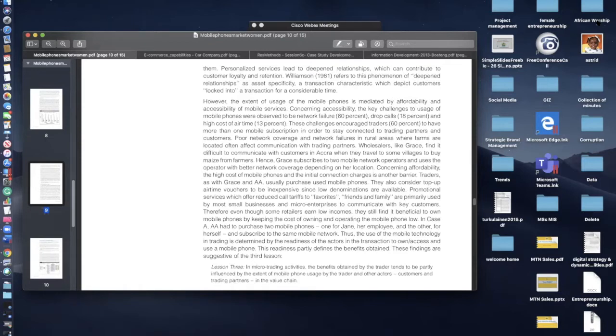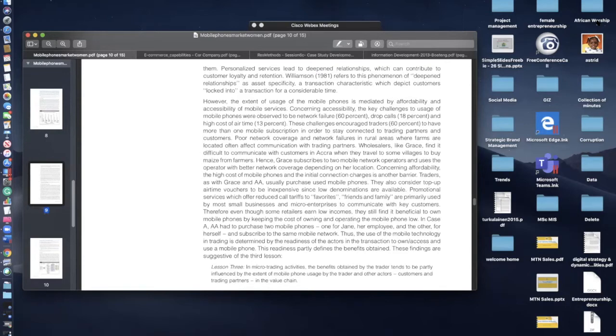In case A had to purchase two mobile phones, one for her and one for Jane, her employee, to subscribe to the same mobile network. Thus, the use of mobile phone technology in trading is determined by the readiness of actors in a transaction to own or access and use a mobile phone.